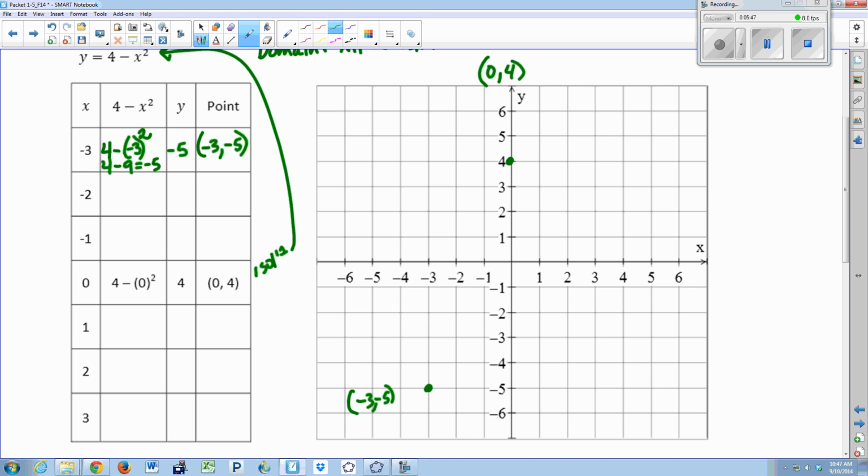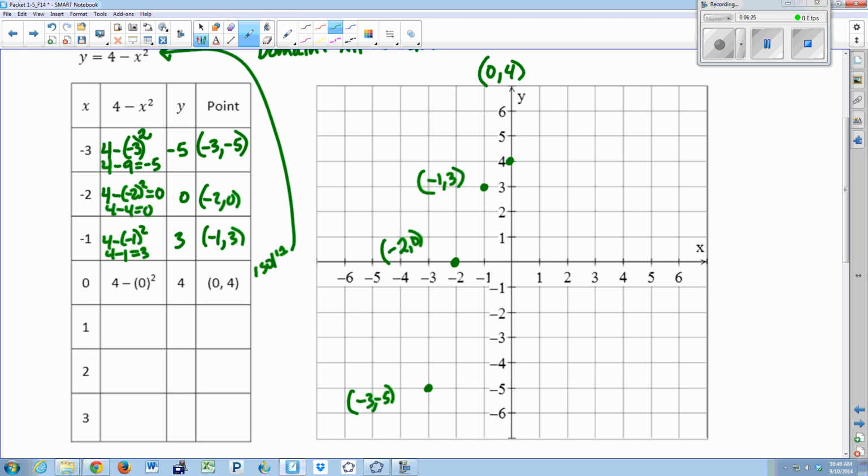Okay, let's do -2. So the next one, 4 minus -2 squared equals 0, because that's 4 minus 4. So at -2, I have 0 for my y coordinate. -1, 4 take away -1 squared is 4 take away 1, which gives us a +3. So our point is -1, 3. So I go to the left 1 and up 3.